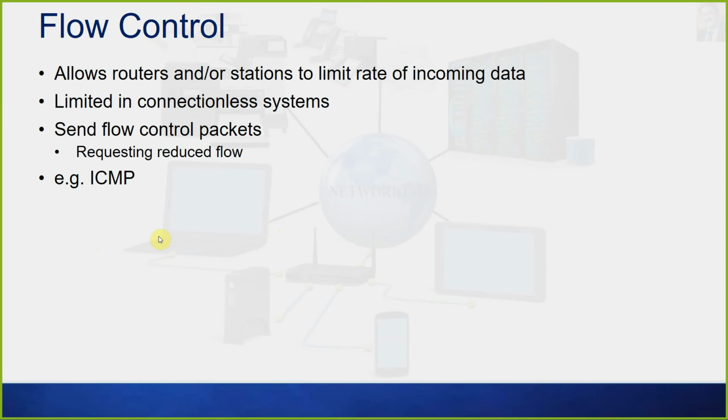Flow control allows routers or stations to limit the rate of incoming data. Limited in connectionless systems. Send flow control packets requesting reduced flow, for example, ICMP.